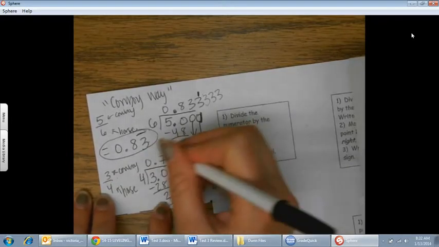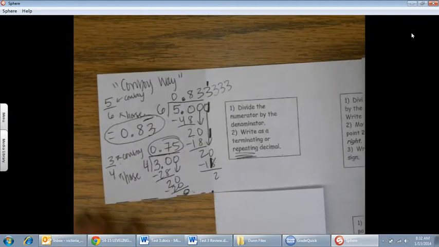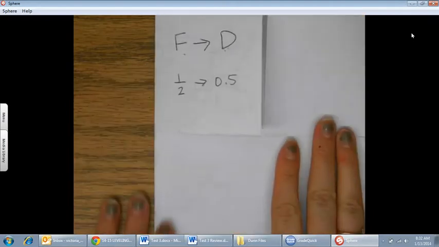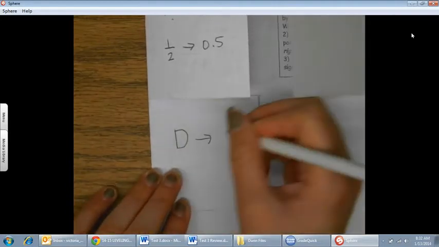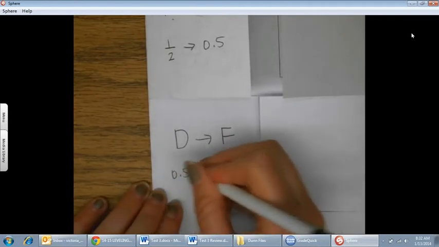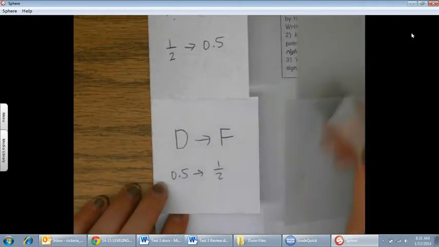So you can fold that back up. The next one we're going to do, next step down, is D to F. 0.5 to 1/2. This means decimal to fraction. So here we're going to learn how to make a decimal into a fraction. This one is really easy.